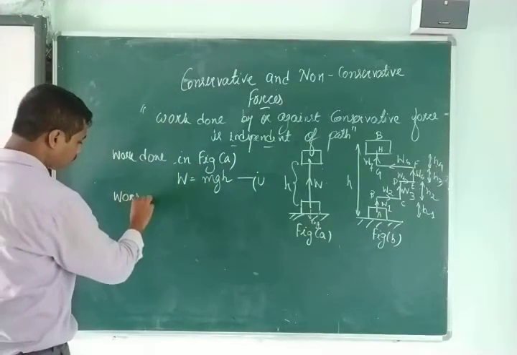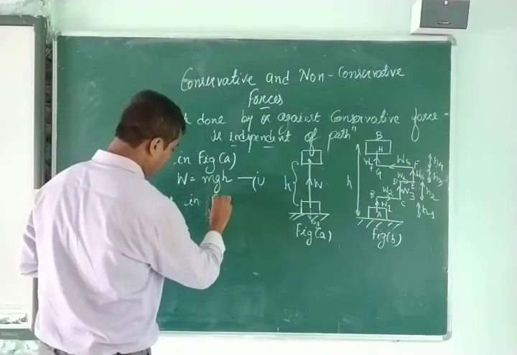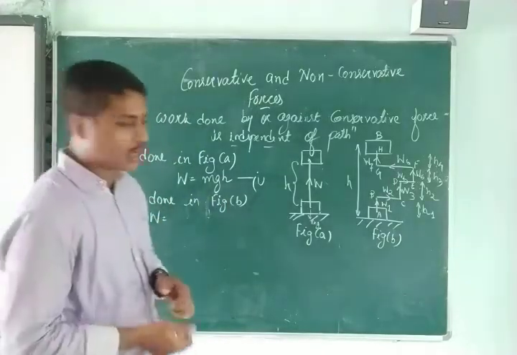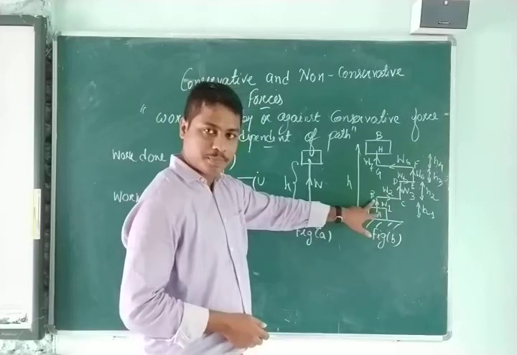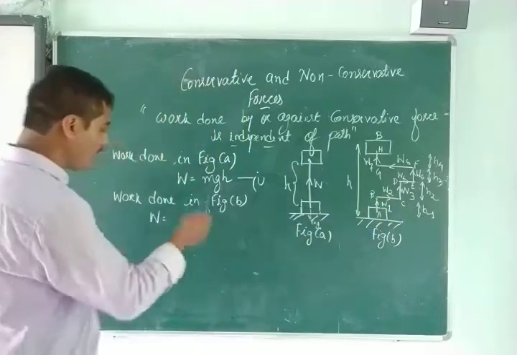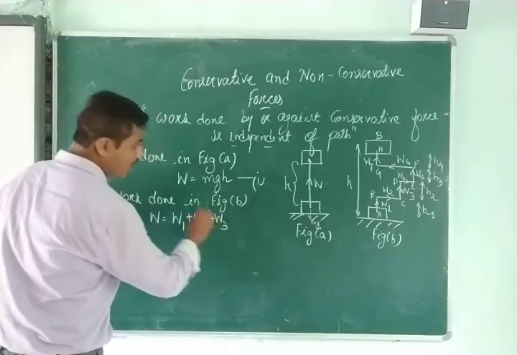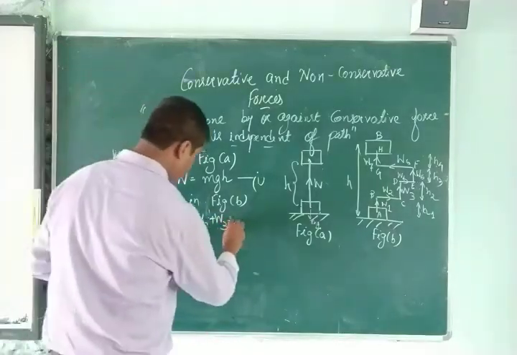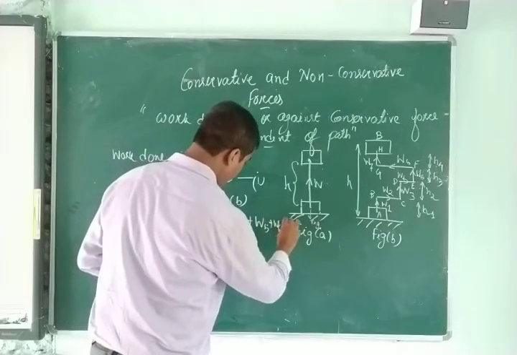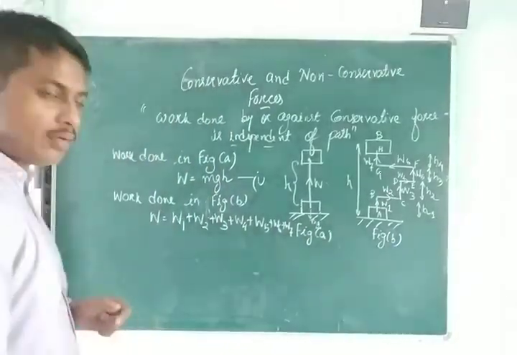Next, work done in figure B. Let's see how much work is done. First is W1 from A to B, from B to C we have W2, C to D we have W3, then W4, W5, W6 plus W7. We have a total of 7 work done terms.